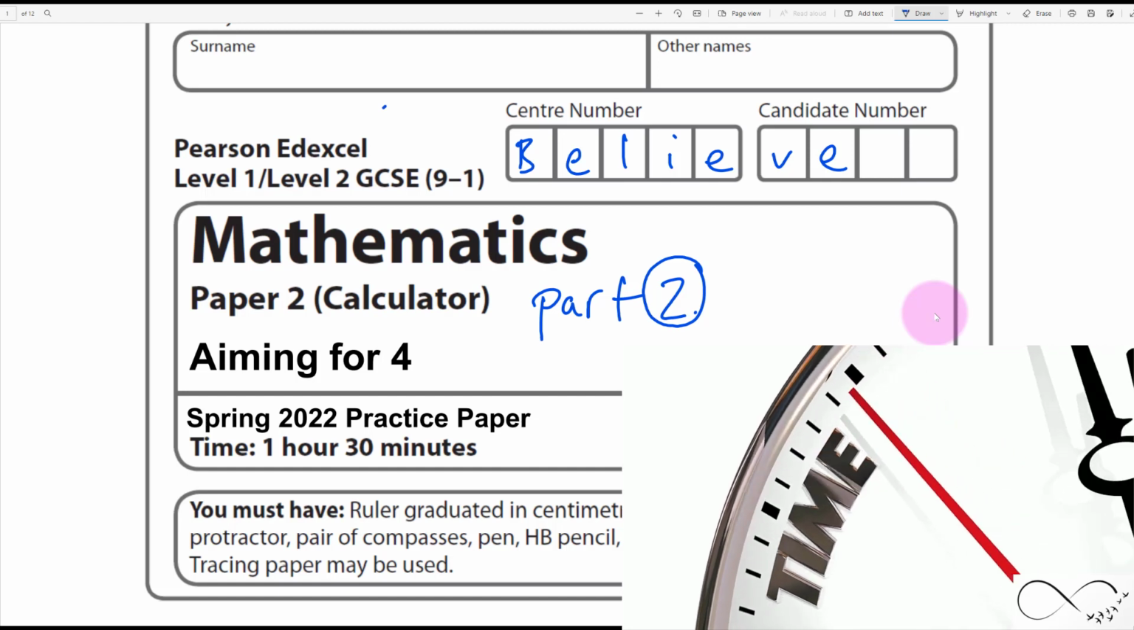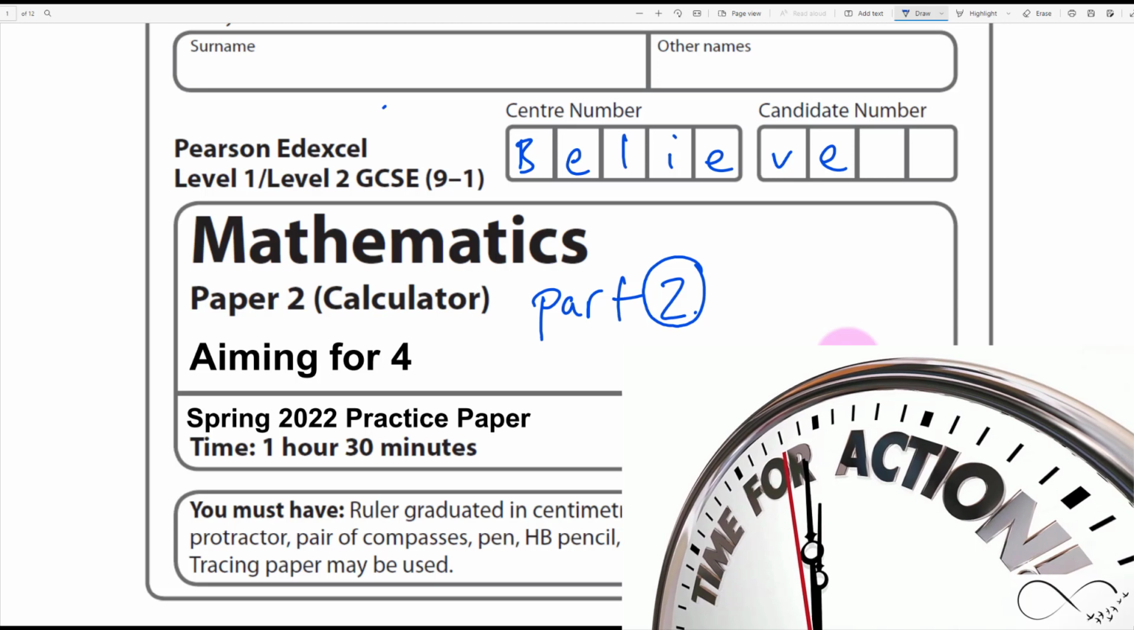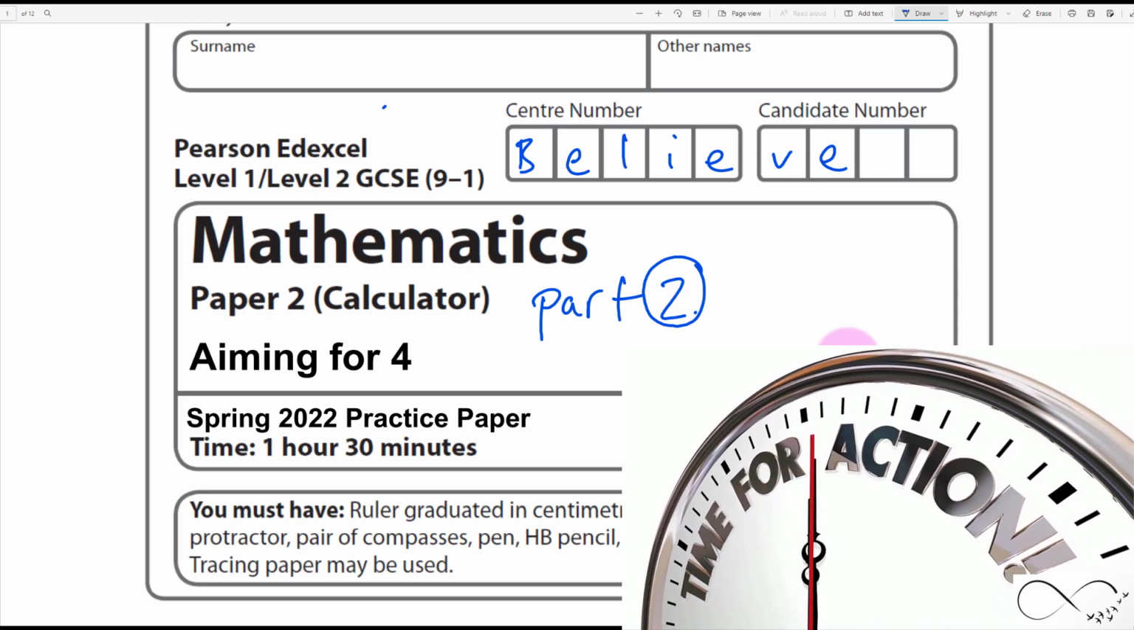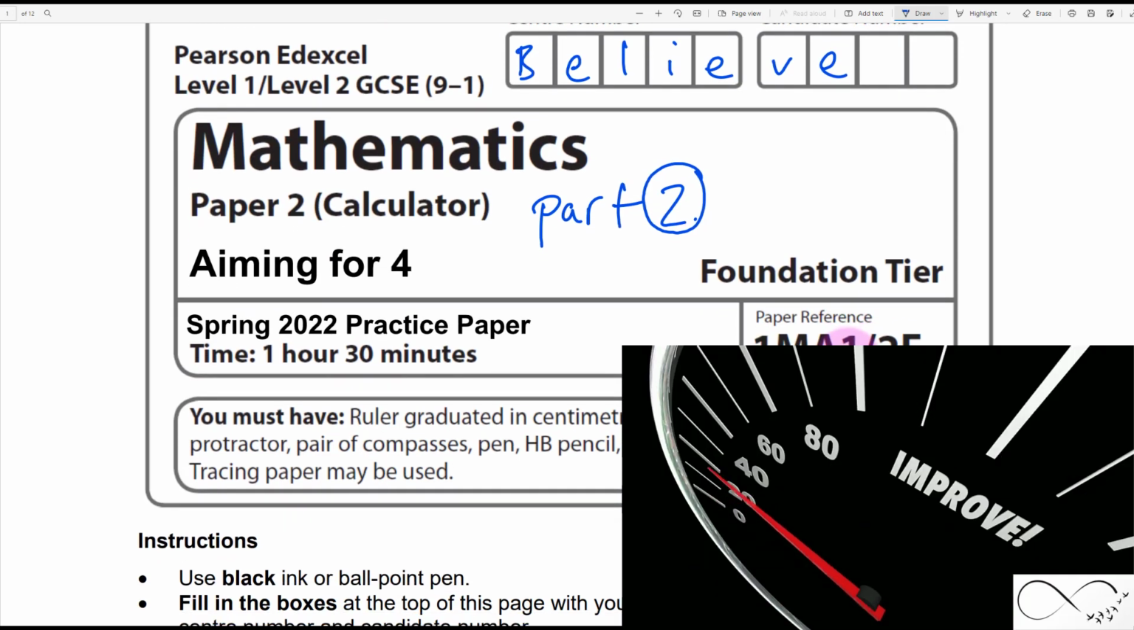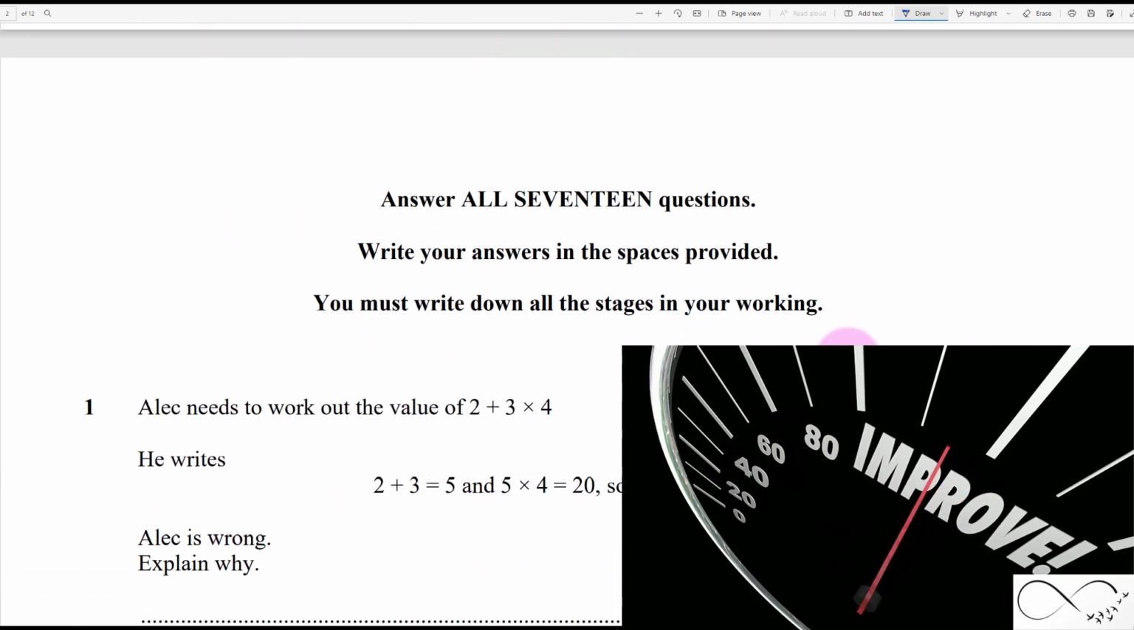Okay, Year 11, this is Paper 2, calculator, aiming for 4 key important skills that we need to master, because we are losing marks on questions that you can do. Do use a calculator when you can.